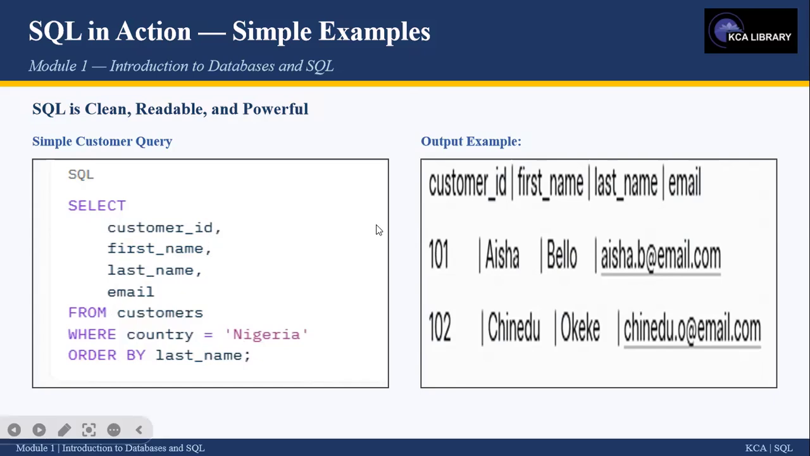So the result of the query is in tabular form like this. The table consists of customer ID, first name, last name, and email address. Look at how readable and professional this is. SQL is clean, powerful, and gets straight to the point.